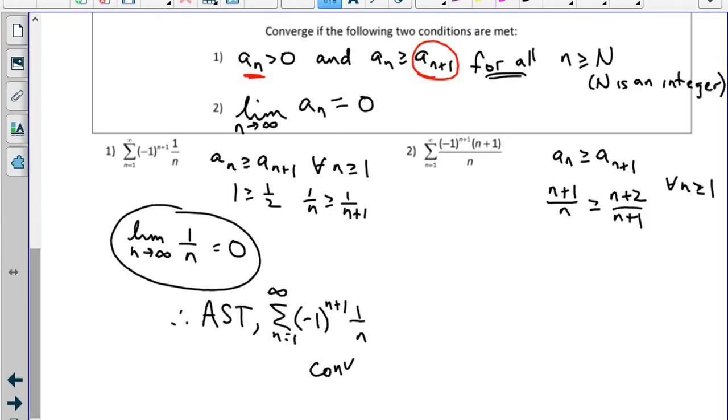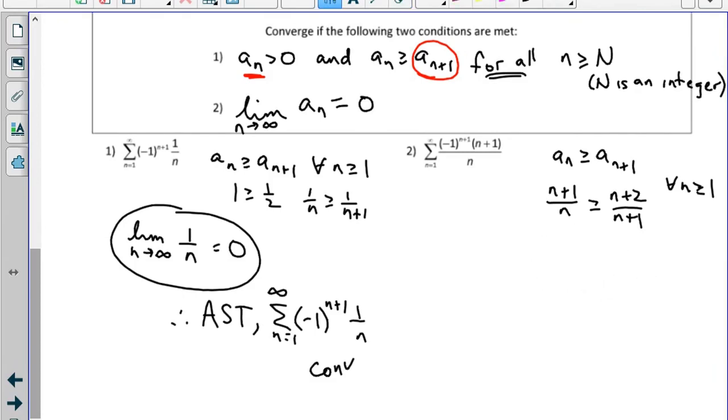If you take a look at this, you could actually do some solving here to show that it's true. If you cross multiply, you get n squared plus 2n plus 1 is greater than or equal to n squared plus 2n. And if you subtract everything, you get 1 is greater than or equal to 0. So that is something that you can actually show is true for all n greater than or equal to 1.